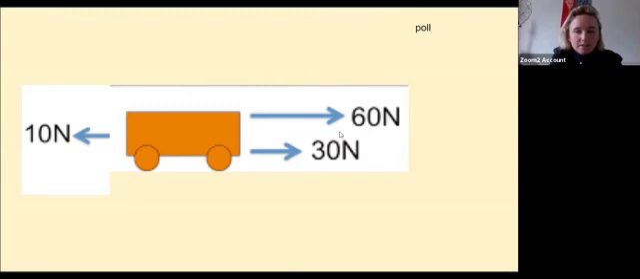So first we added these 2 together, get a total of 90 newtons, and then you took away the force on the other side, which was 10 newtons. So overall the resultant force would be 80 newtons to the right. So this shows to us that it is accelerating in the rightwards direction. Really well done, guys.